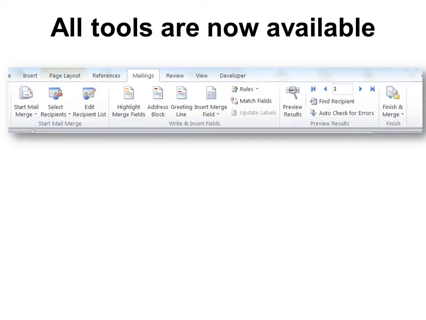Once you've chosen what you're going to merge and who you're going to merge it with, all the other tools become available. And so at this point, you're ready to do whatever you want to do with it. If you're done, you can simply say finish and merge. But if you would like to make some more changes, you can look at all the options. So we'll look at all the options.